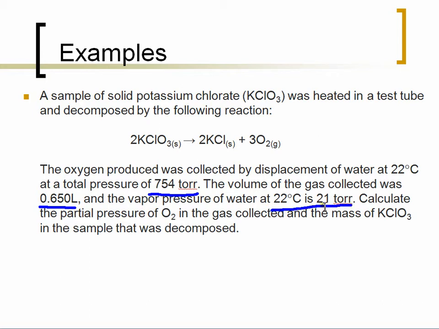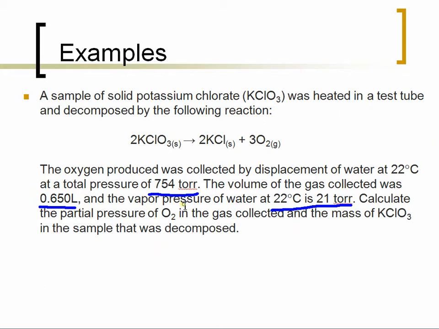So they're telling me the pressure of water at this specific temperature is 21 torr, and they got this from a table. They're giving this to you in the problem. Calculate the partial pressure of oxygen in the gas collected and the mass of the sample that was decomposed. So this is a two-part problem.